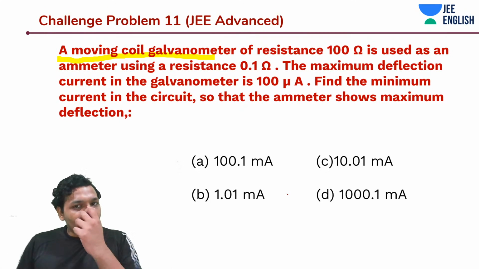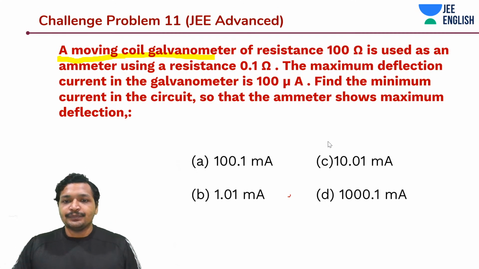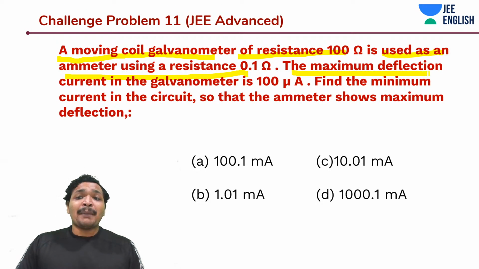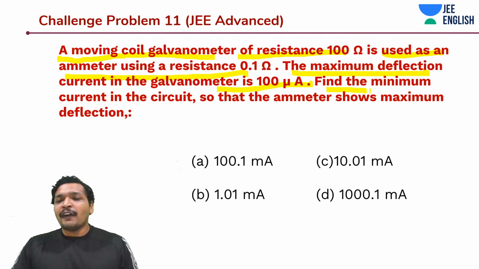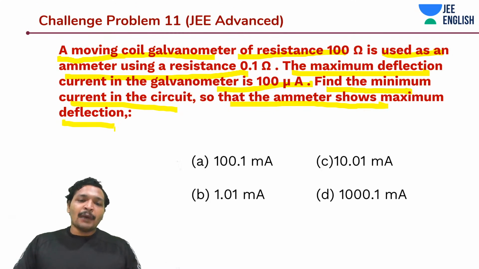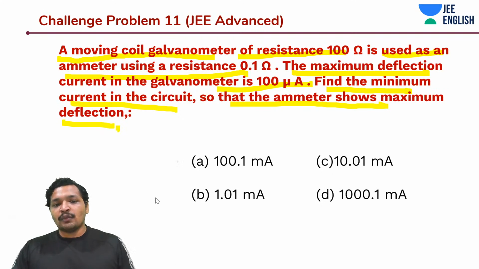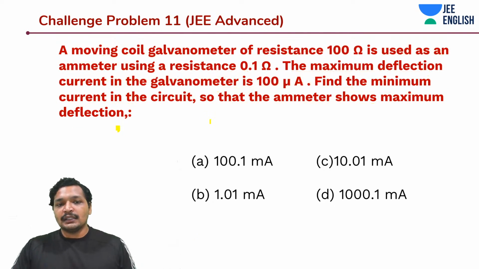So a moving coil galvanometer of resistance 100 ohm is used as an ammeter using a resistance of 0.1 ohm. The maximum deflection current in the galvanometer is 100 microampere. Find the maximum current in the circuit so that the ammeter shows maximum deflection. So assume in the circuit there is only one ammeter attached to a battery, nothing else.